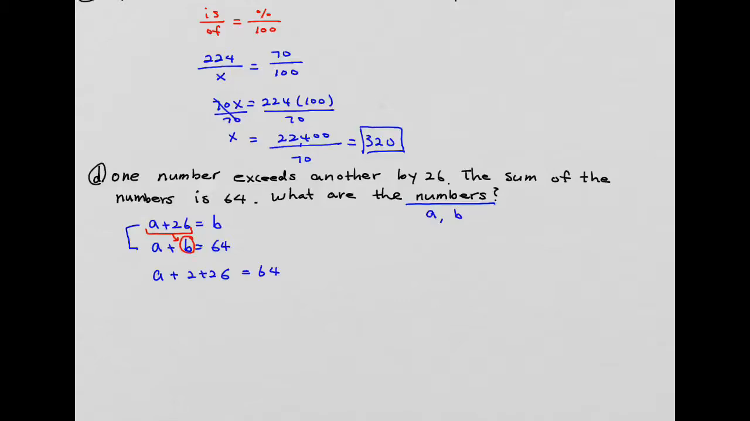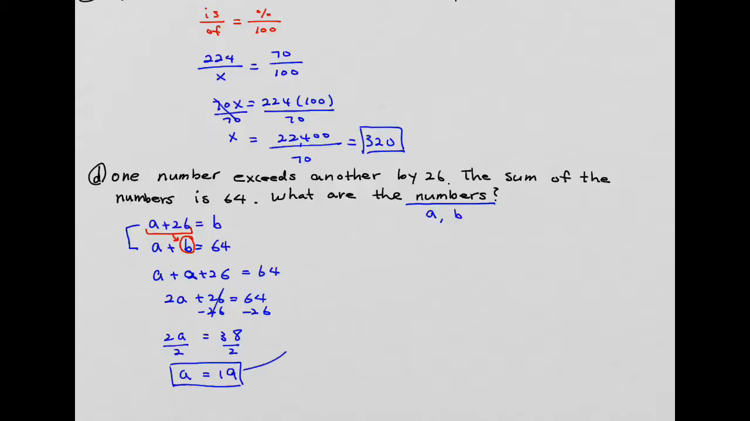Just replacing. And then we're going to solve for A. Let's make sure that's going to be A plus 26, right? And we're going to have 2A, so it will be 2A plus 26 equals 64. And when we subtract 26 from both sides of the equation, we have 2A equals 38. And when we divide both sides by 2 to isolate A, we have 19. So it looks like our A is going to be 19.